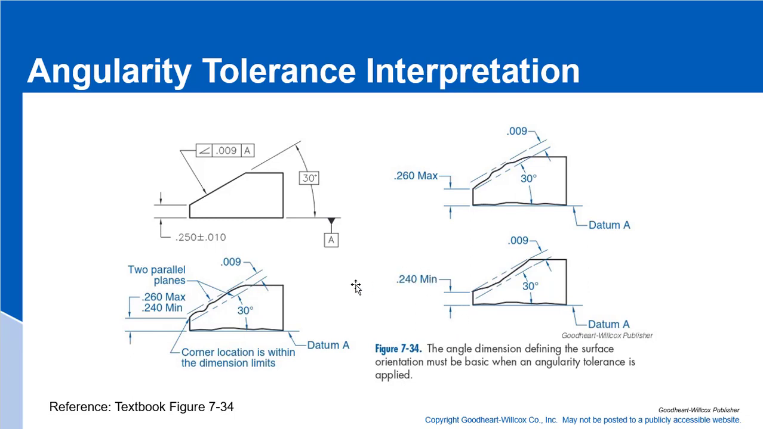If we were down here at the min dimension, we would still have this 9 thousandths based on the high and low spots of the surface. If it's at the max dimension, it's the same. It's this 9 thousandths between parallel planes based on the high and low surfaces of that feature.